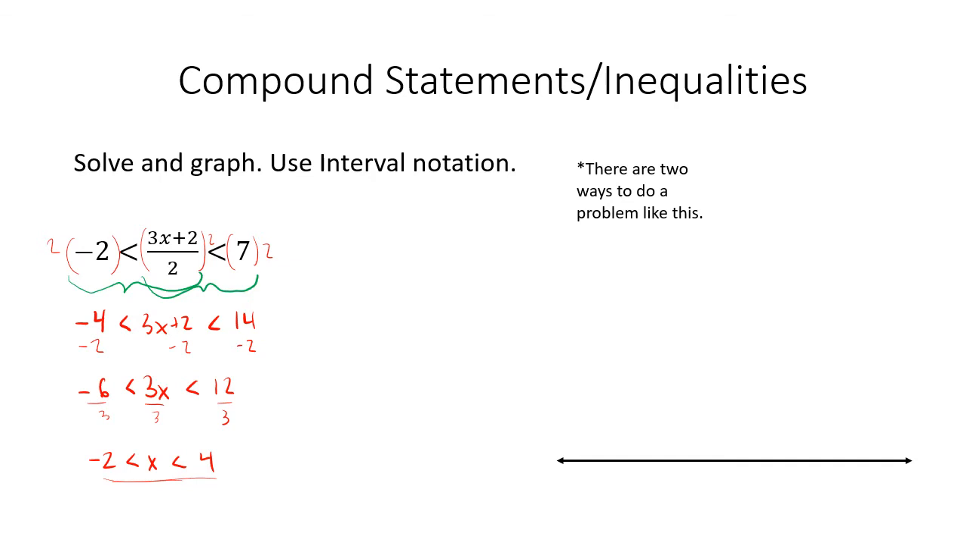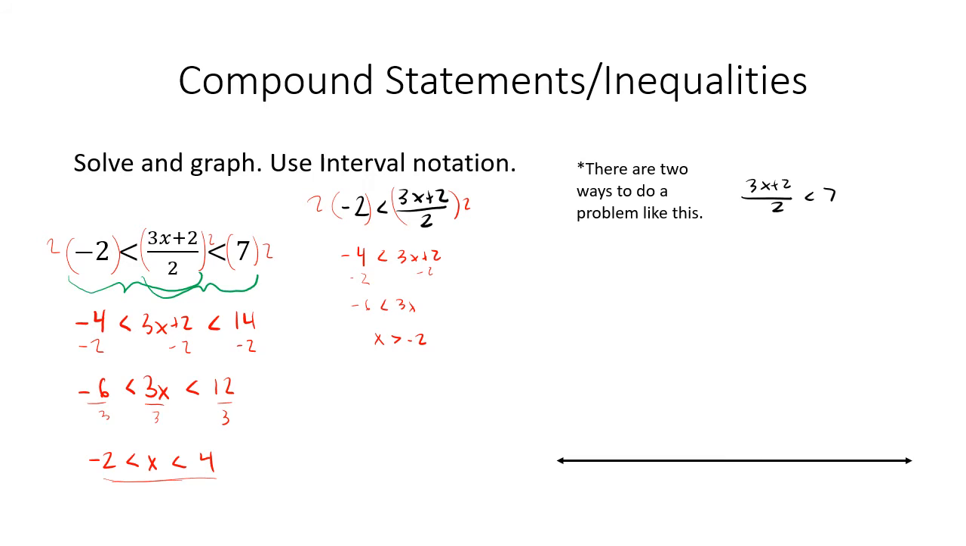So let's write the two inequalities then. First, we would have negative 2 is less than 3x plus 2 divided by 2, and we would have, let's do this one over here, I guess. We'd have 3x plus 2 divided by 2 is less than 7. So solving these is very similar, multiplying by 2 on both sides. So we have negative 4 is less than 3x plus 2. Subtract 2 both sides. Negative 6 is less than 3x. And at the end, you'd have x is greater than negative 2. Okay, I just kind of rearranged that.